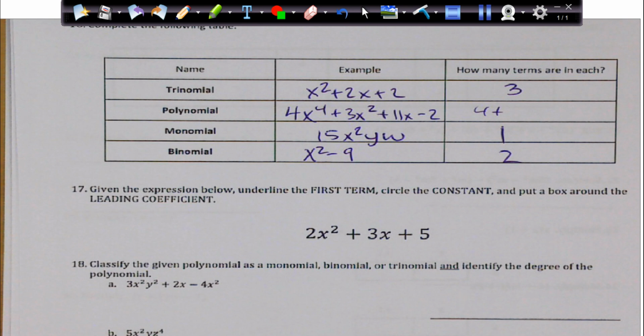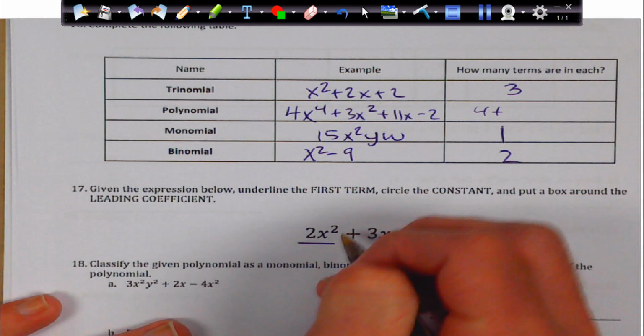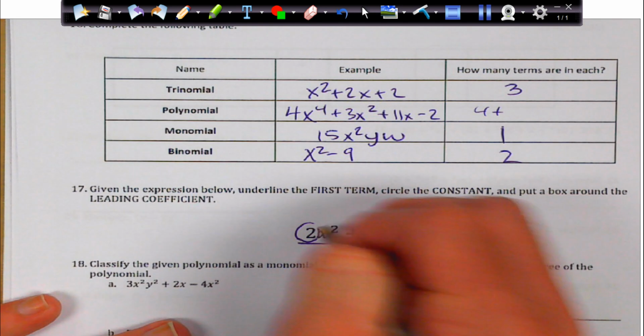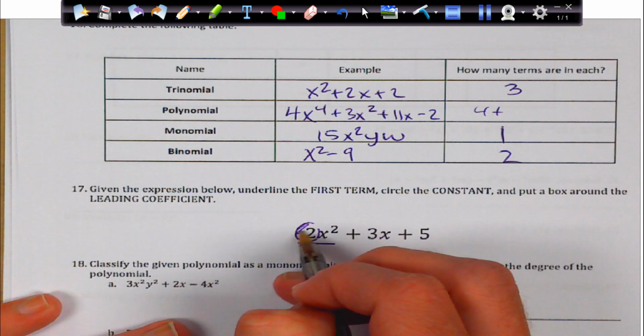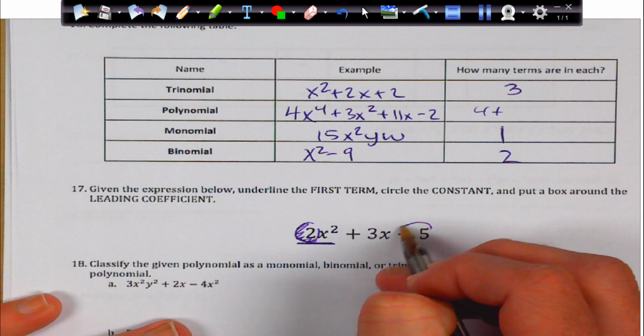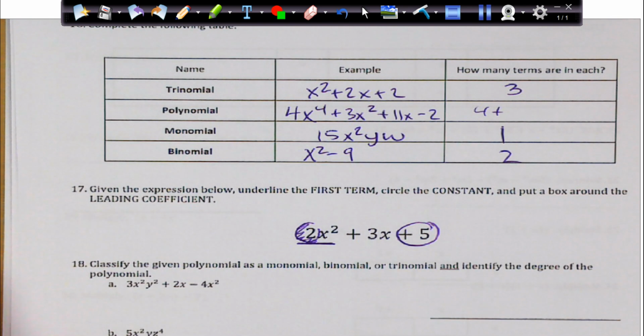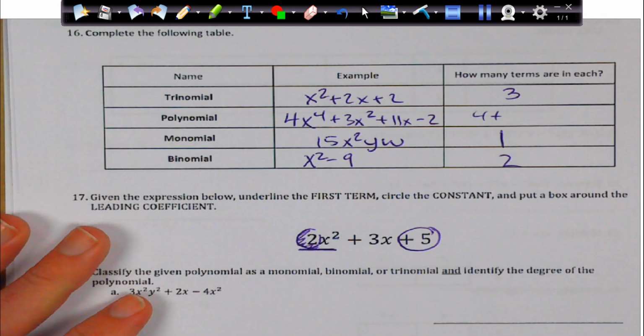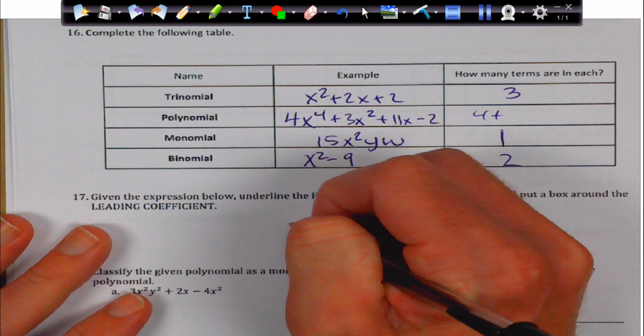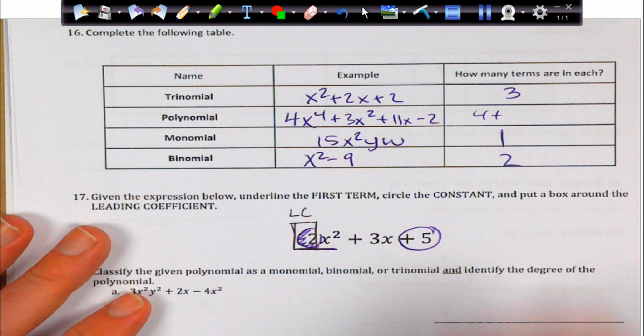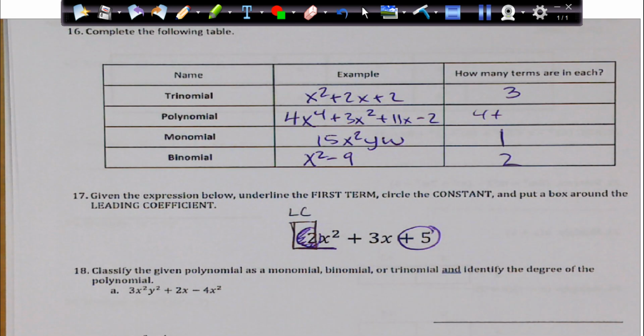Given the expression below, underline the first term and circle the constant. So first term, the constant is the number. Oh, whoops, sorry. Just underline the first term, circle the constant in the entire thing, which is 5. That's the only one that's by itself, and put a box around the leading coefficient. I was supposed to put a box around number 2. I'm sorry. So the leading coefficient is the number in the very front. The leading coefficient doesn't include the variable. Coefficient is the number in front of the variable. The constant is the only one that doesn't have a variable.